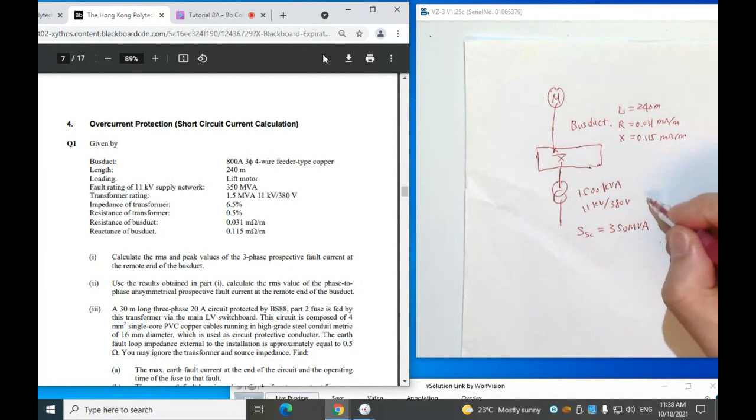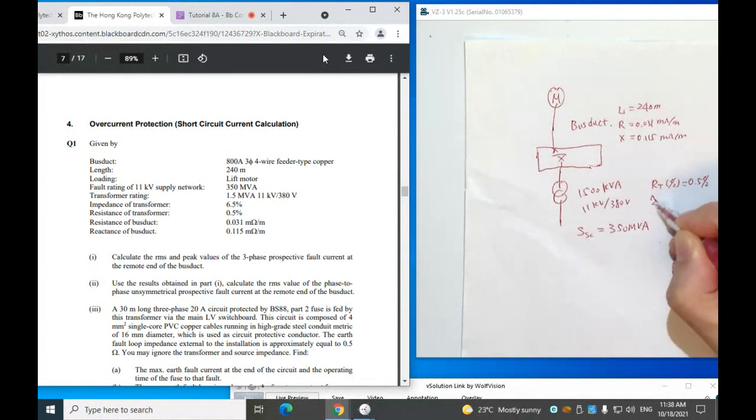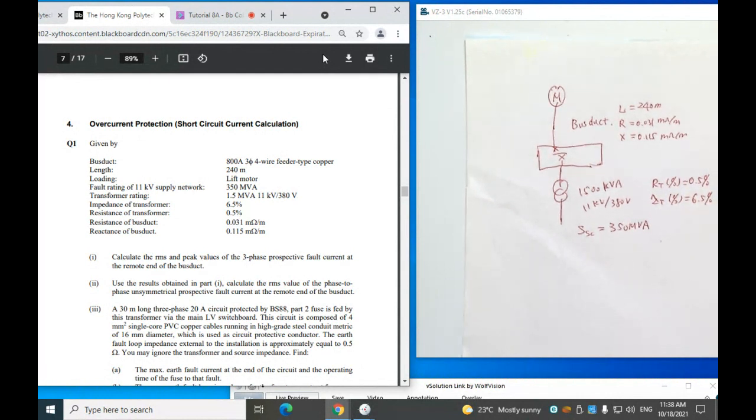The transformer impedance: the resistance value in percentage is equal to 0.5%, and the total impedance Z in percentage is equal to 6.5%. So that is the information given in the question at the beginning.